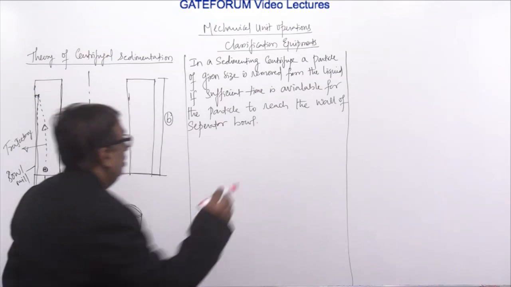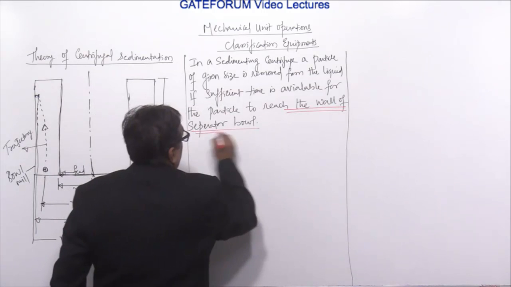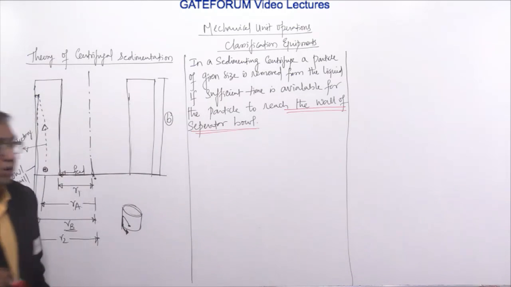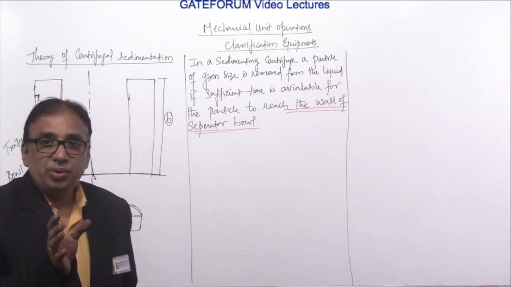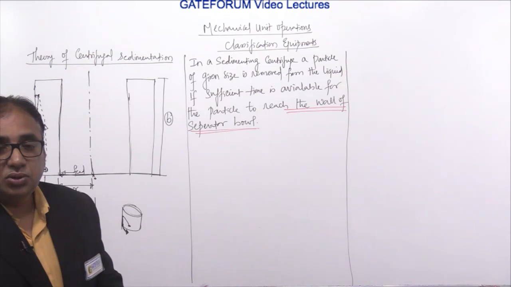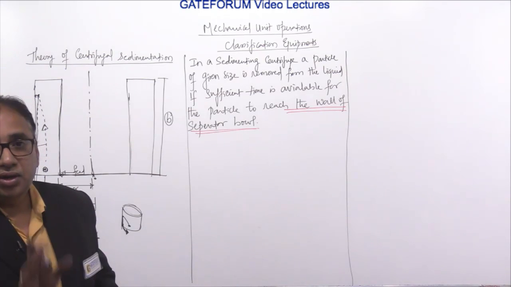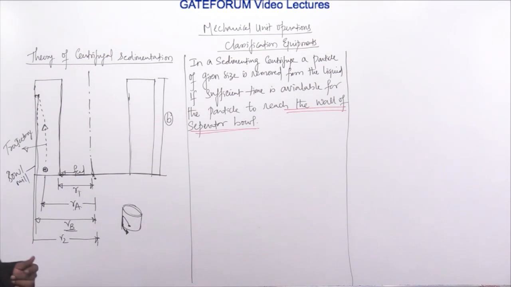Okay, this is the concept available for the particle to reach the wall. Once it strikes the wall, it will come out of it and, under the influence of that, it will drop down, so that we have removed that particular diameter of the particles. So that is the beautiful concept of this one.